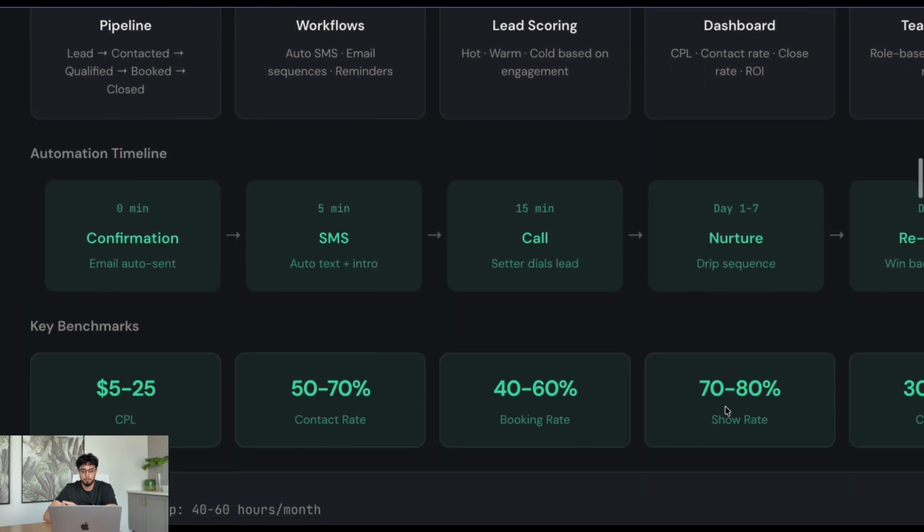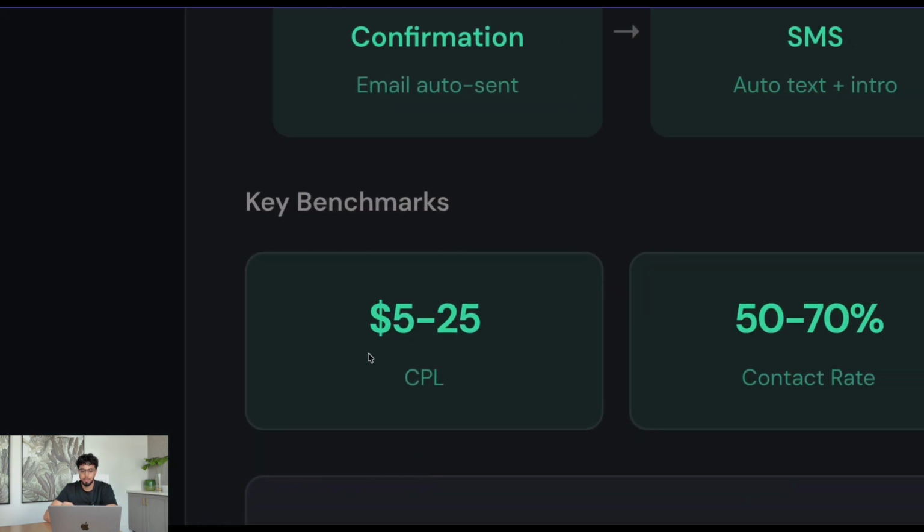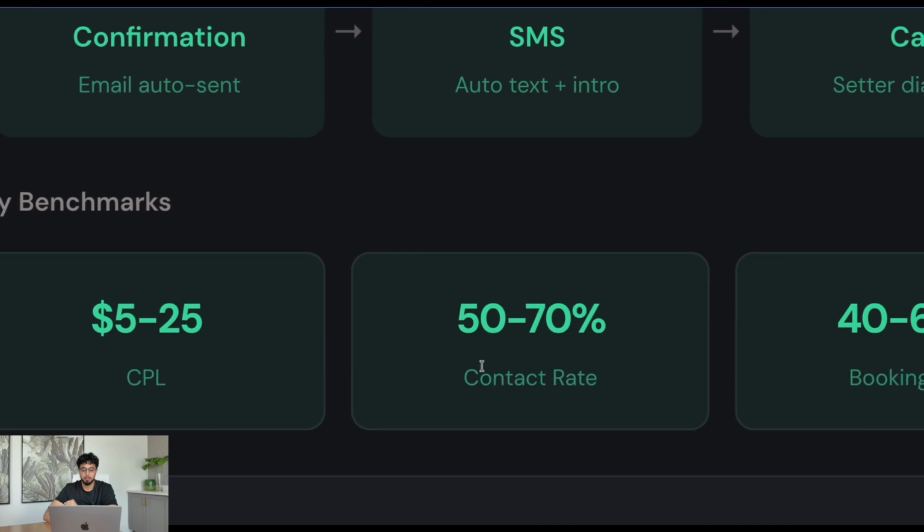And then just some key benchmarks to look out for. Cost per lead when you're running your own ads, $5 to $25 per lead is ideal. You don't want to go higher than this unless you're targeting a very, very specific niche with a high return, like annuities or higher income individuals. 50 to 70% contact rate. If you're contacting the leads within 3 minutes or 1 minute, you should be getting a good contact ratio. If you're dialing them an hour after they opted in, forget about it. You're not doing your part. You need to make sure you stay on top of that.